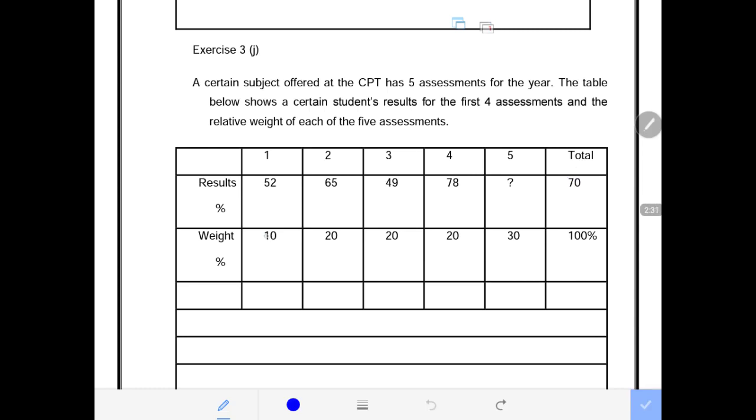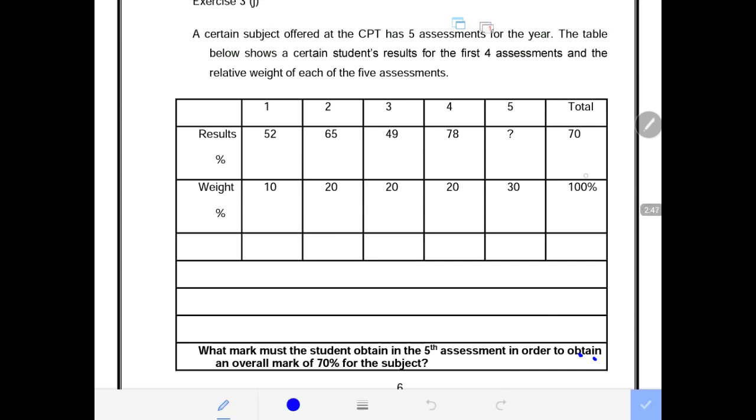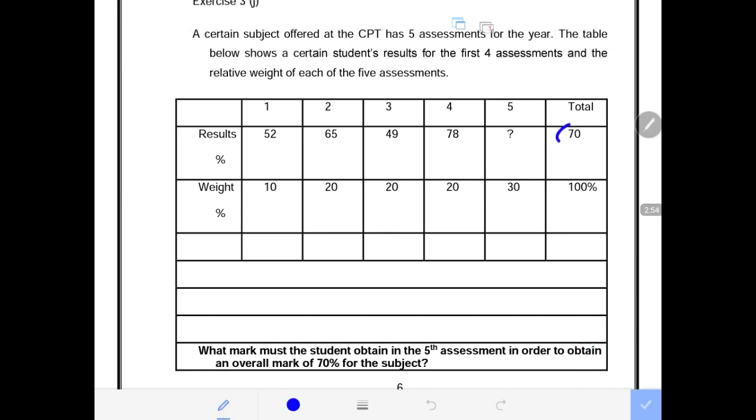Then it says the weight is 10% and the weight is 20%, 20, and the fifth assessment, which is still the missing assessment, likely to be the final assessment, has a weight of 30%, a bigger weight at least. The total of the weight obviously will have to be 100%, but the student wants to get a total of 70 out of the 100 so that he can get 70%. So this is what is in front of us. Then how do we calculate the progress?